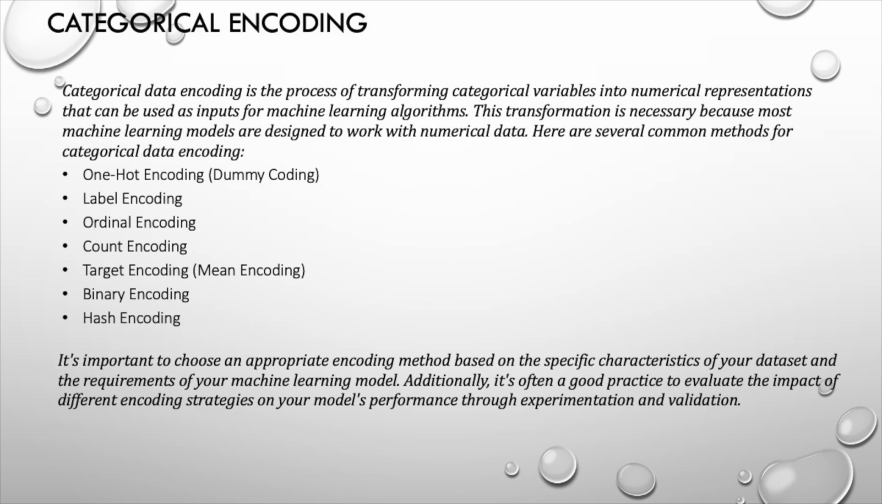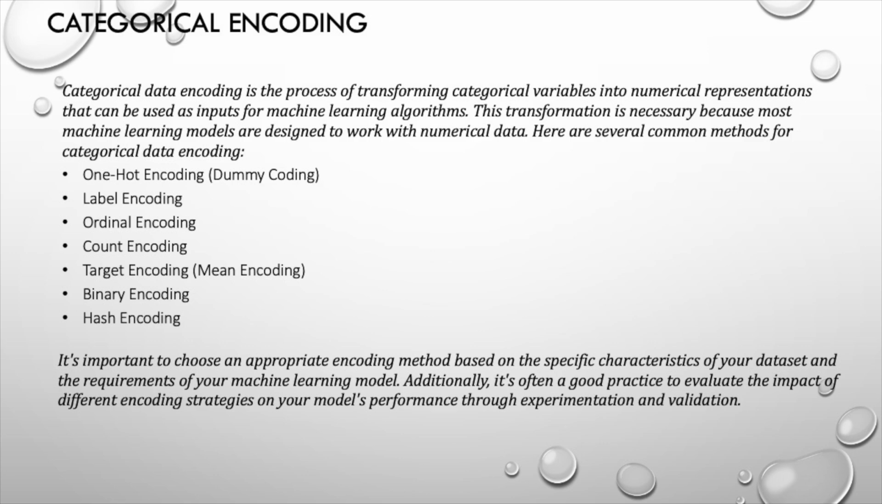Count encoding. Each category is replaced with the count of occurrences of that category in the dataset. This method can be helpful when the frequency or prevalence of a category is informative for the target variable. It reduces the dimensionality of the categorical feature space, but may not capture the intrinsic relationship between categories.